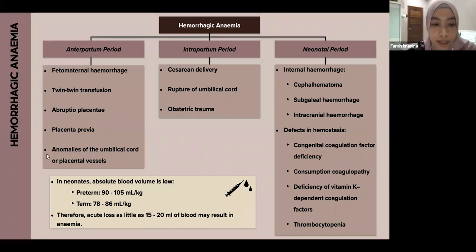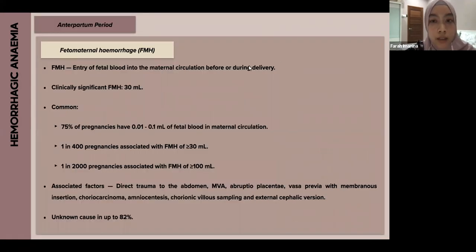Please look at the yellow box below. This is important. In the neonate, the absolute blood volume is already low. In the preterm it is only 90 to 105 ml per kg, and in the term baby, 78 to 86 ml per kg. So when there is blood loss, as little as 15 to 20 ml of blood loss can result in anemia in the patient. The causes under hemorrhagic anemia can be divided by the period in which they occurred: antepartum, intrapartum, or postnatal. Let's look at the first one.